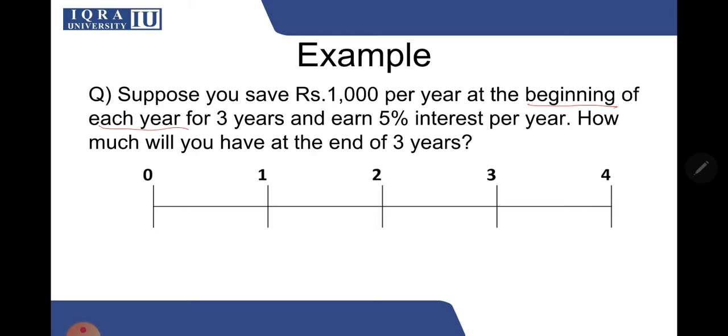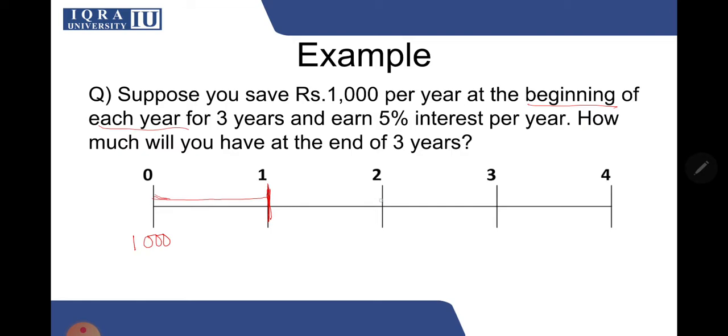Now because it's the beginning of the years, this is the end of the first year. This point represents the end of the first year. The first year starts from 0. So from here the first year starts until here the first year ends. So if it's the beginning of the year, the first payment will come at the beginning of the first year, so at time 0.